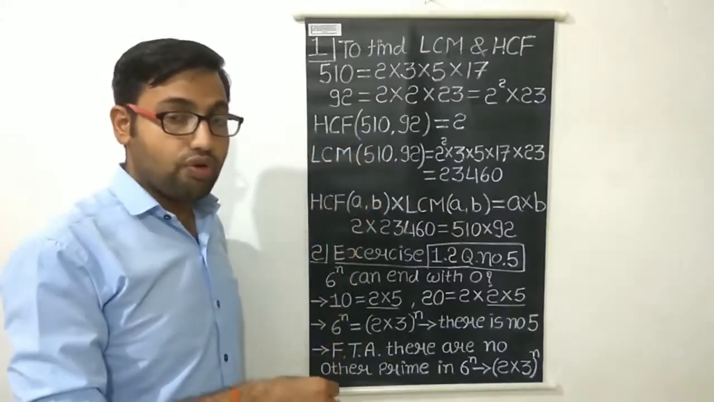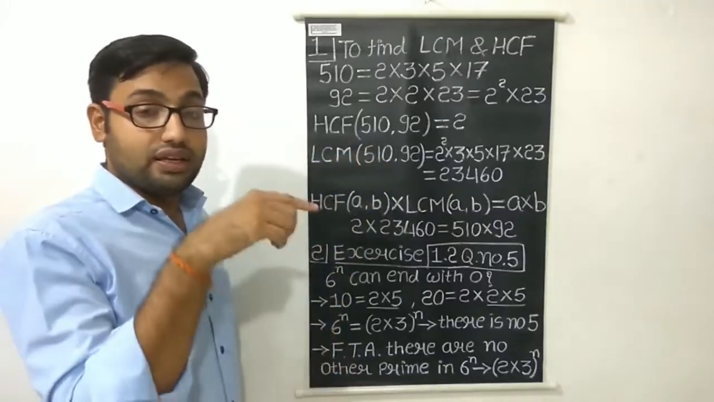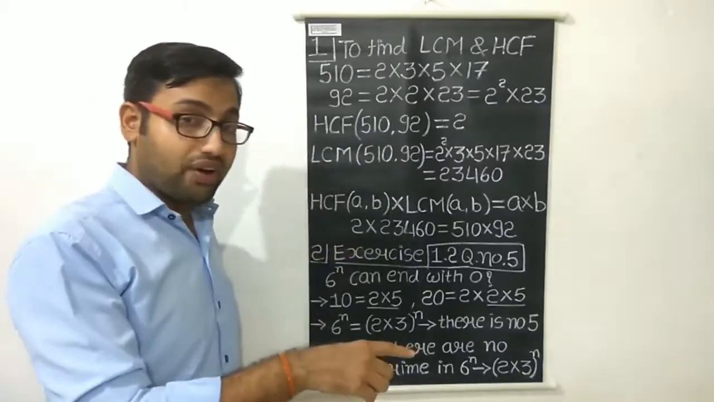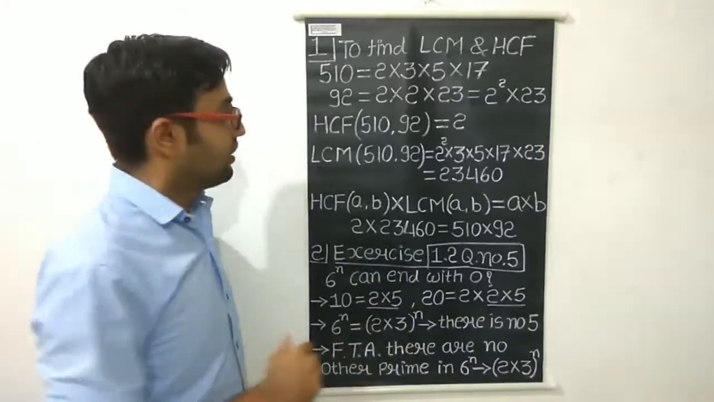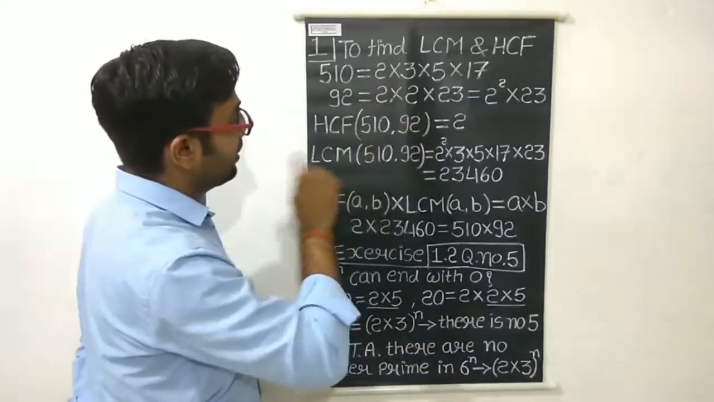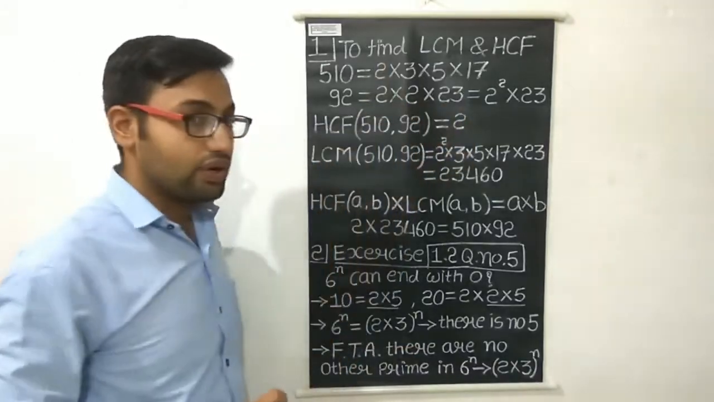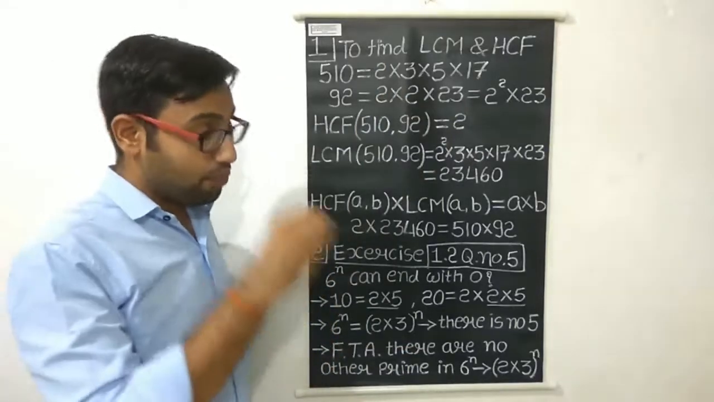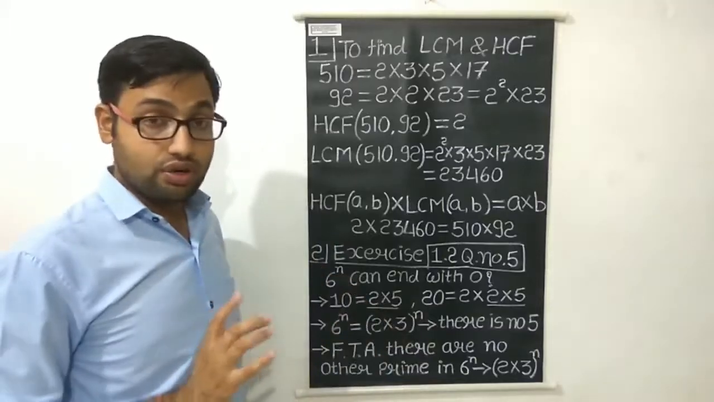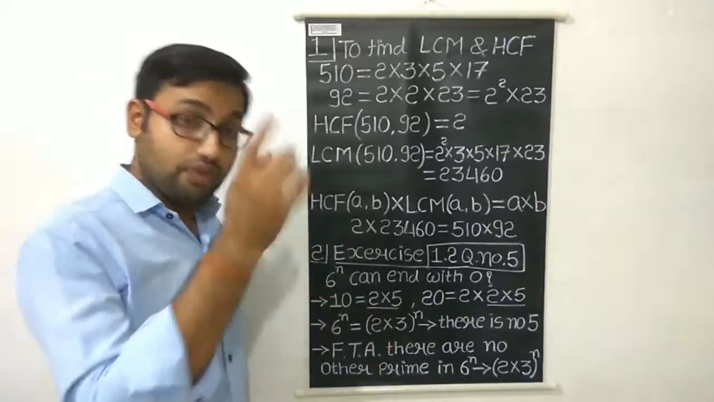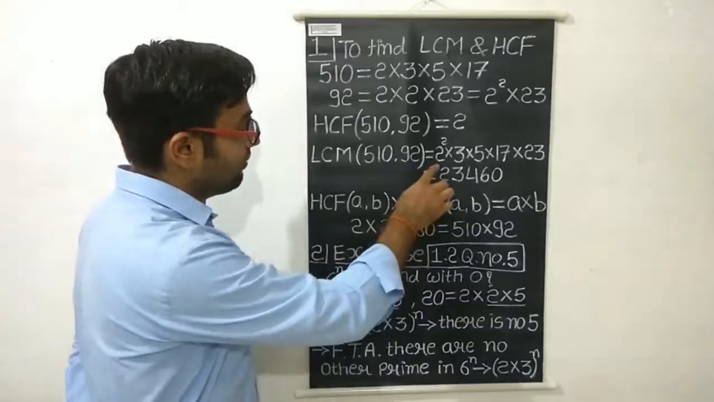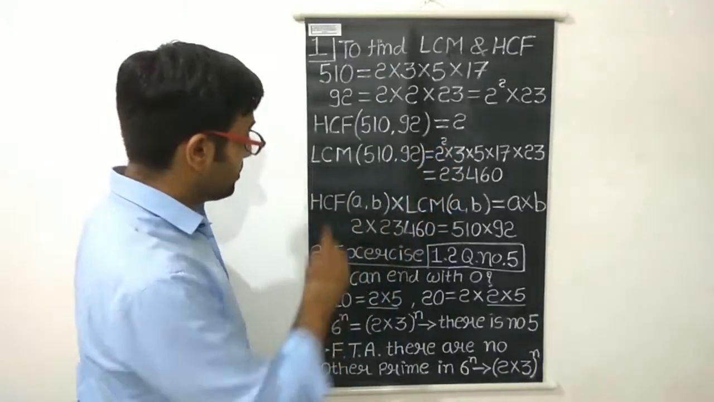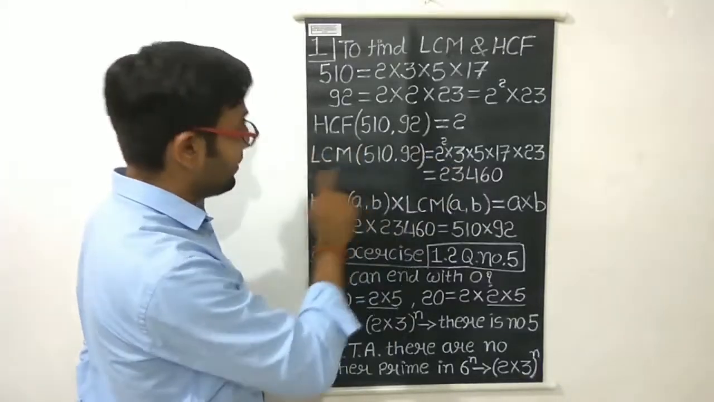One more time, what is HCF? HCF is the product of all the common factors. Remember, only common factors we have to select, and those with the minimum power. So here 2 is the common factor and the minimum power is 1. That is why we select only 2. And LCM is the product of all the factors, not only common ones, with maximum power. That is why we select 2 raised to 2. So this is all about the HCF and LCM.